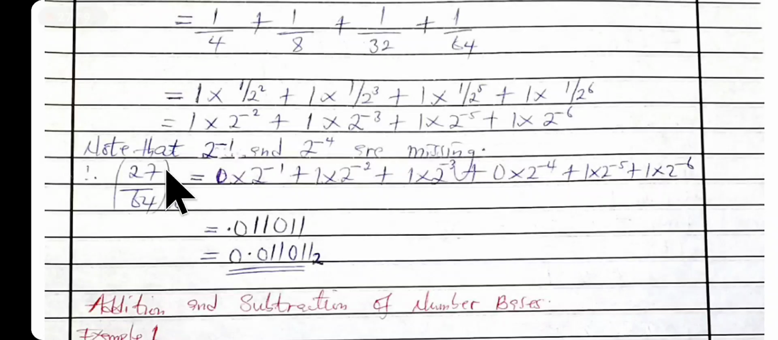So therefore, this 27 over 64 in base 10 is going to be equal to 0 times 2 raised to power minus 1. You see, we introduce the 0, because 2 raised to power minus 1 is missing. So we now go to 1 times 2 raised to power minus 2, plus 1 times 2 raised to power minus 3. 2 raised to power minus 4 is missing from here, so we introduce 0 times 2 raised to power minus 4, just for it to reflect, plus 1 times 2 raised to power minus 5, plus 1 times 2 raised to power minus 6.